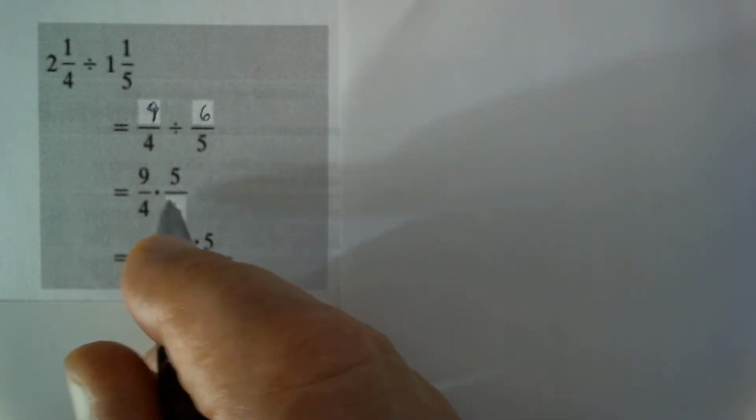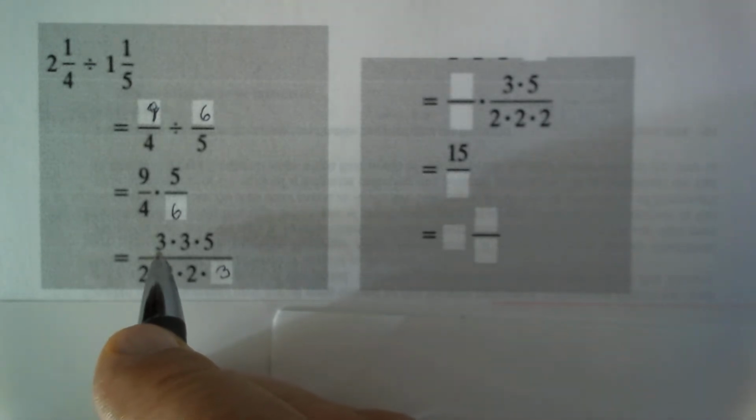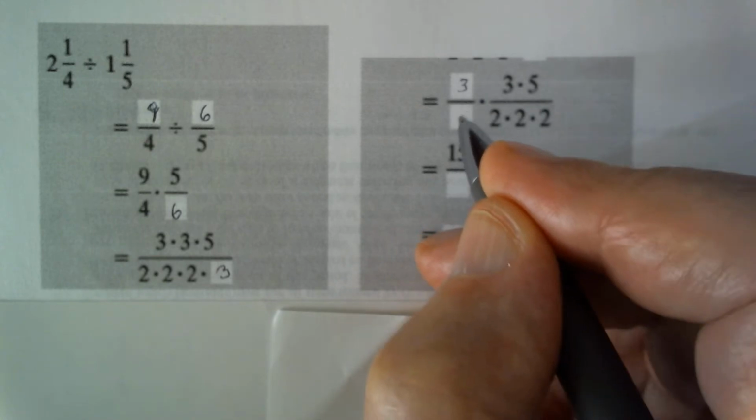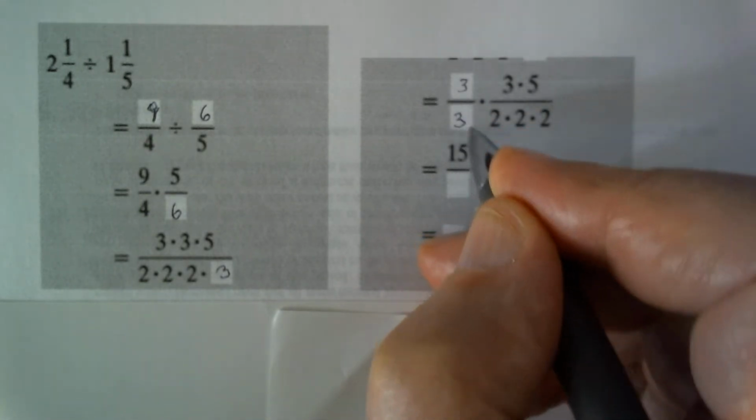And when we factor 9, we get 3 times 3 times the 5 here. In the denominator, we get 2 times 2. 2 times 2 is 4, and 6 is 2 times 3. Continuing then, we can cancel one 3 against the 3, or we write it as 3 divided by 3, either way.